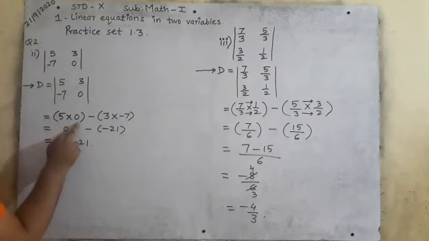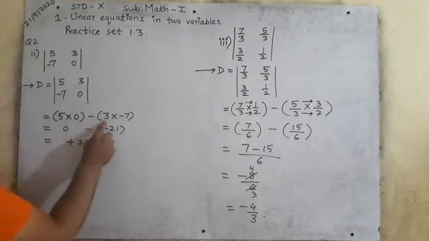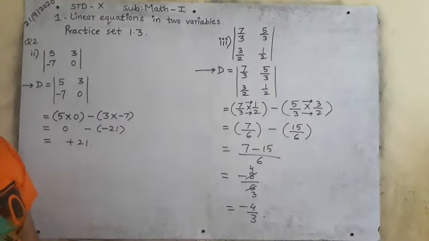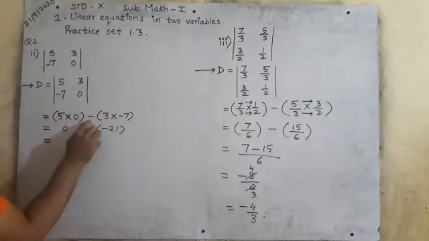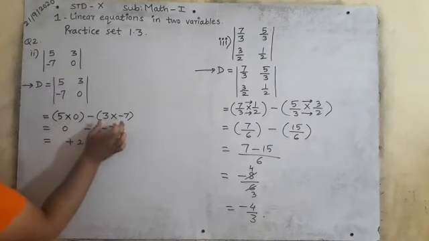So 5 will multiply to 0, minus sign. Then this B will multiply to this C. So that is 3 multiplied by minus 7. Why have I written it in the bracket? There is a reason. Because if there is a negative sign between these two terms, the second term should be written in the bracket.